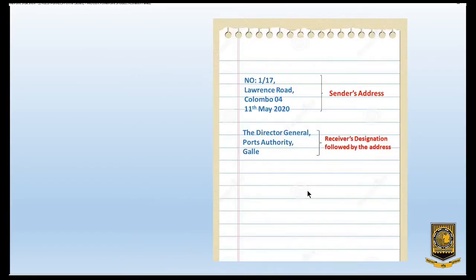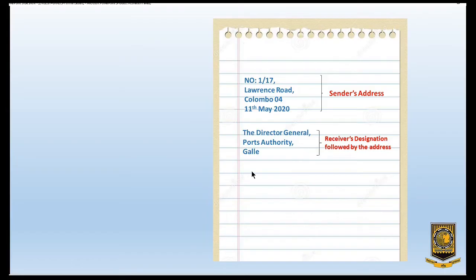Okay. Here I am revising how to write the sender's address. This is number 1 upon 17th Lawrence Road, Colombo 4, 11th May 2020. Sender's address. Or you can put your name, then the address of the school, then the date. After that, you write the receiver's designation, the Director General, Sports Authority. See, this is the designation, the post of the person, and this is the address.